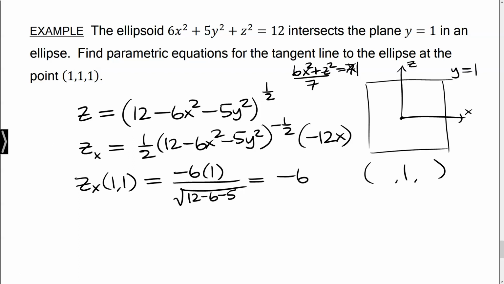So it's an ellipse, something like this. Some kind of ellipse like this, and we're at the point (1, 1) here. So say it's somewhere like that. And we're looking for the equation of this tangent line along here. So let's think about how we would parameterize it. We could let x be equal to t, and then we just have to figure out what z is going to be in terms of x.